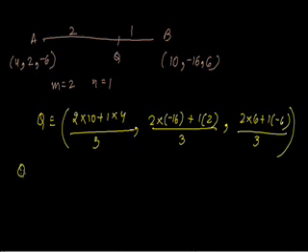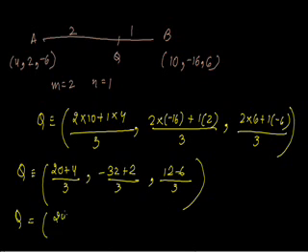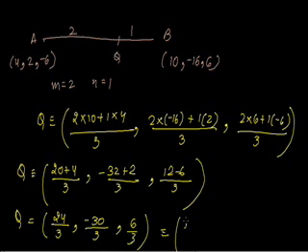So further calculating, Q is equal to (20 + 4)/3, comma, (-32 + 2)/3, comma, (12 - 6)/3. So Q is equal to 24/3, comma, -30/3, comma, 6/3. So after calculating, we have 8, comma, -10, comma, 2.